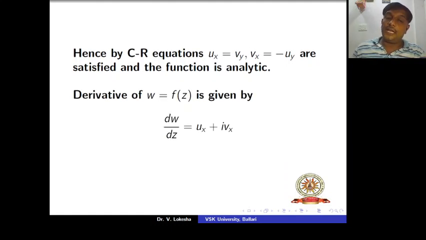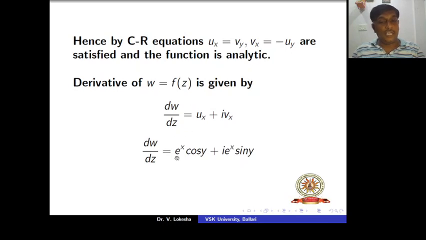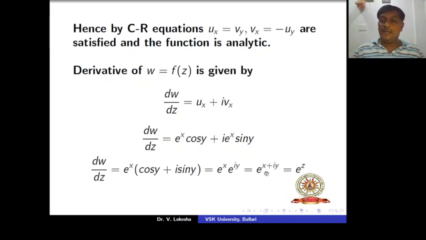Then we find the derivative of the given function using dw/dz = u_x + i v_x. Then u_x is e^x cos y and v_x is e^x sin y. Substituting these two, e^x is common, take it outside, then the remaining is cos y + i sin y. Then that is e^(iy). e^x into e^(iy) is e^z. Then e^(x+iy) is e^z. The derivative of e^z is e^z only.